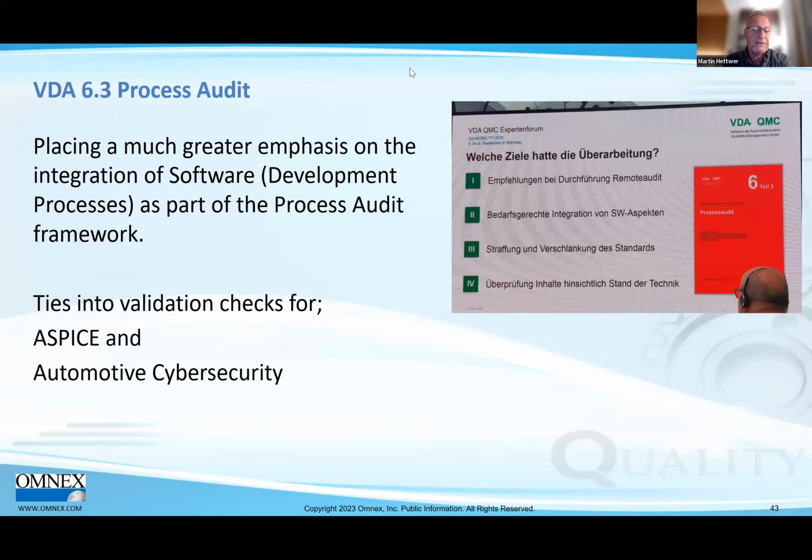If we're talking about ASPICE, we also have to talk about automotive cybersecurity, which is, of course, another standard that's out there, 21434. How do they work together? How do we know that the software being developed will be done in a secure way so that our vehicles and the information inside them won't be disturbed or hijacked by some party? So there is much greater emphasis on the integration of software into the process audit. So 6.3 for process audit.